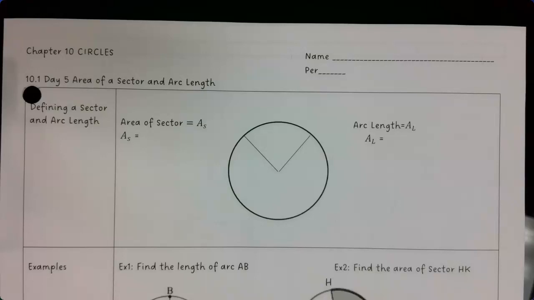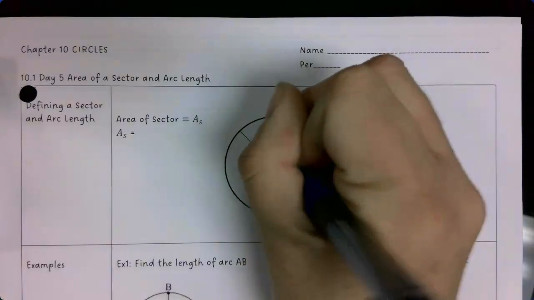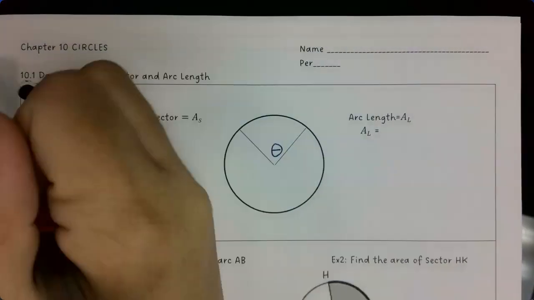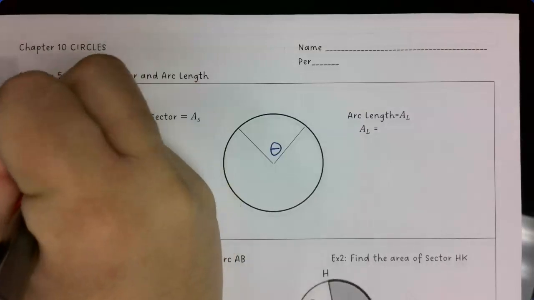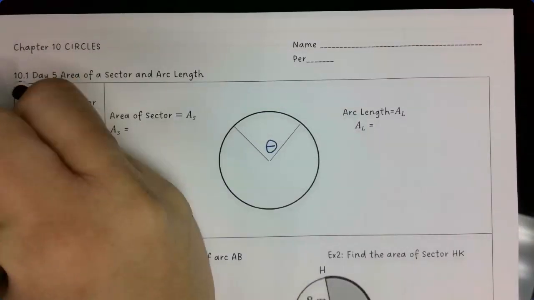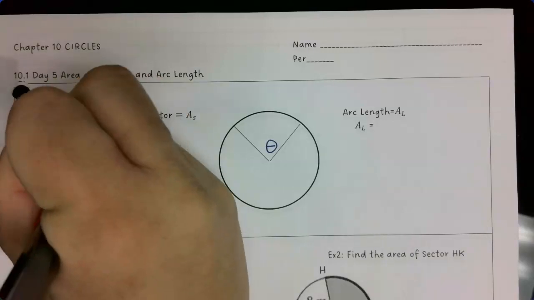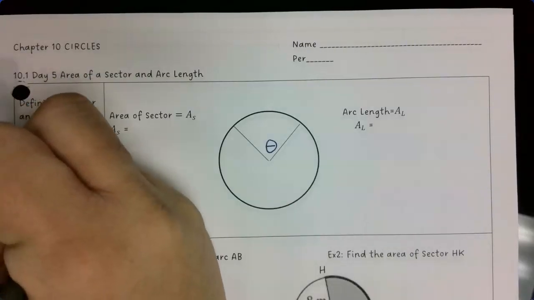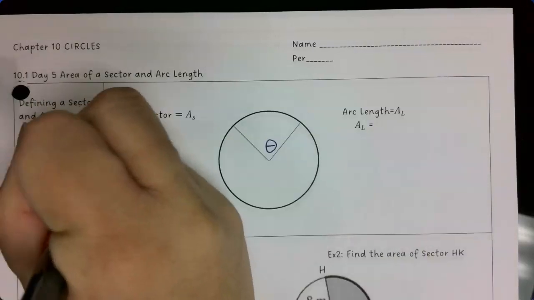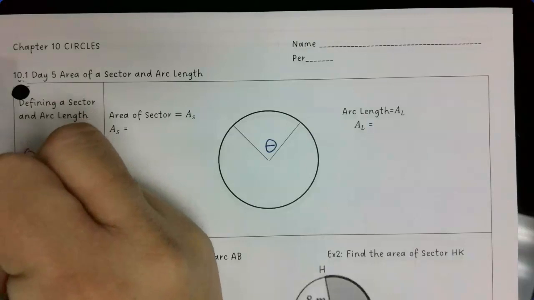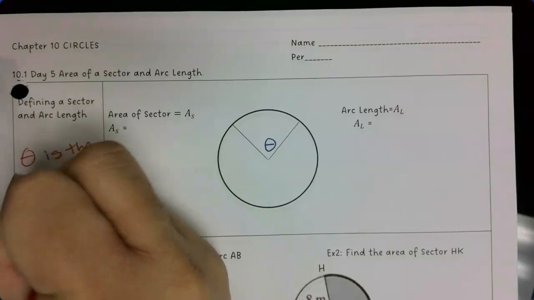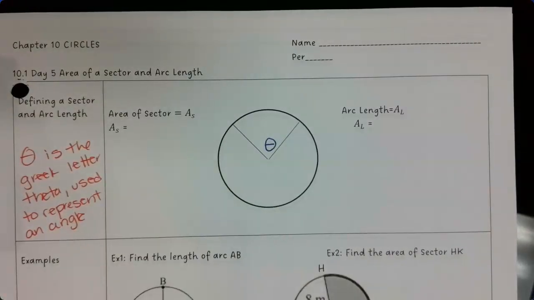So today we are finishing off circles. We are doing area of a sector and arc length. So on this circle, if this angle measure is theta, the symbol means theta. And we will always use theta to measure angles.